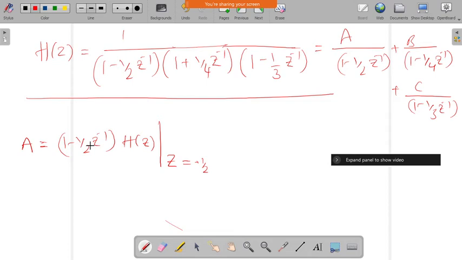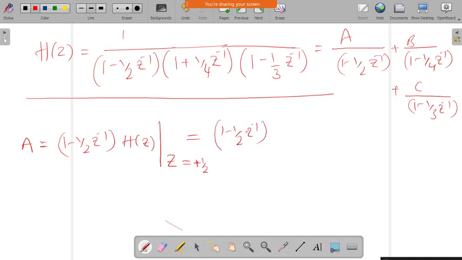Okay, so similarly we have to find out the values of a, b and c. Whenever z equals plus half, you are going to get the value of a. So now if I do that, what value of a will we get? That is 1 minus 1 by 2 z inverse into h of z, which is 1 over 1 minus 1 by 2 z inverse into 1 plus 1 by 4 z inverse into 1 minus 1 by 3 z inverse.